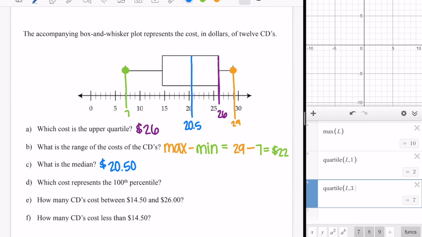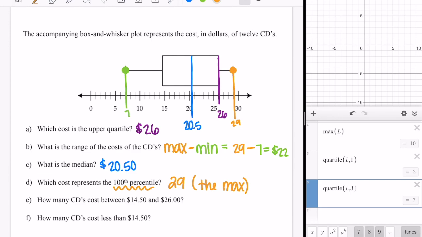Okay, now which cost represents the 100th percentile? Well, let's go back to when we were talking about those percentages. This would be the 25th percentile, this would be the 50th percentile, and this would be the 75th percentile, because each one is 25. If we're just adding those up, that would be 25, 50, 75, and this one would be 100. So that value is at your maximum, which is 29. So the 100th percentile just means the maximum.